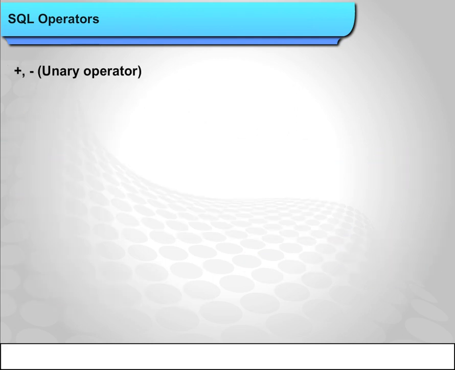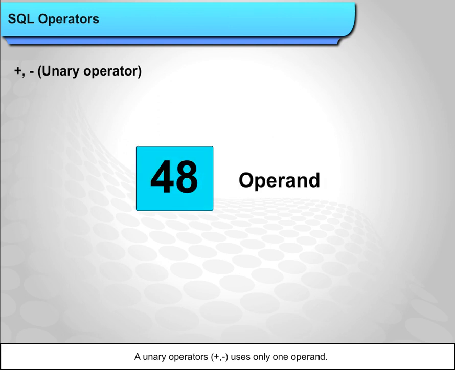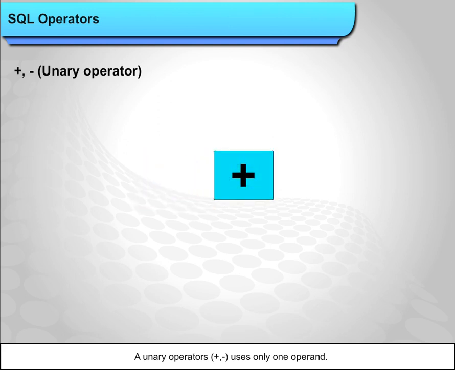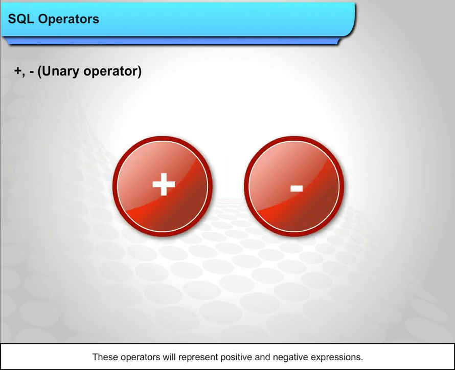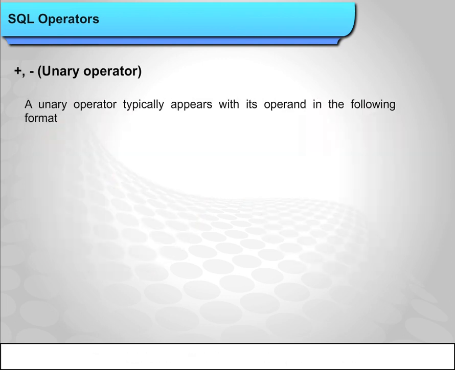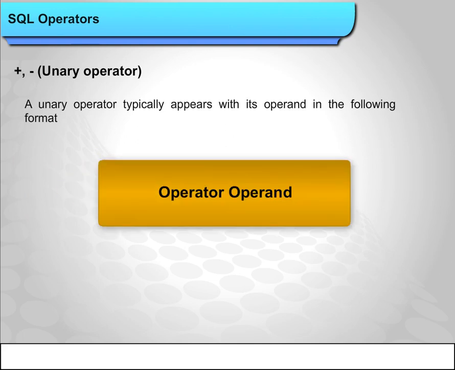Plus, minus, unary operators. A unary operator, that is plus, minus, uses only one operand. These operators will represent positive and negative expressions. A unary operator typically appears with its operand in the following format: operator operand.